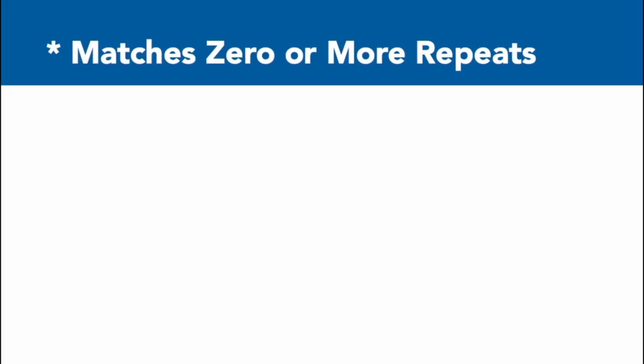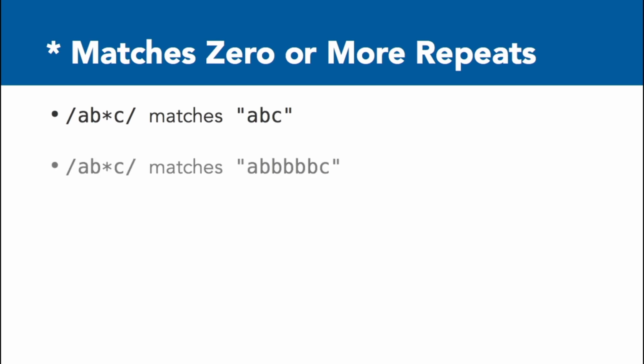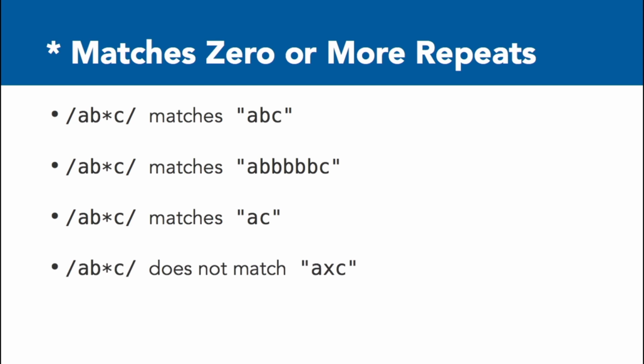The asterisk matches 0 or more occurrences of the previous item. The previous item can be a literal character, a period, or a character class. So for example, a, b star, c matches an a followed by 0 or more bs followed by a c. The a, b star, c matches abc, abbc, abbbbbc, for any number of bs. It also matches ac. In this case, the number of bs is 0. But it does not match axc because everything between the a and the c has to be a b.